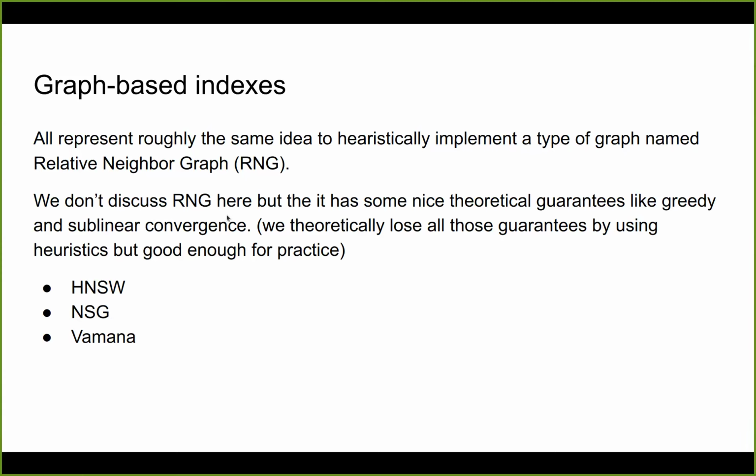So basically there is a type of graph. The name is RNG, relative neighbor graph. At first, I think it was introduced in 1980.